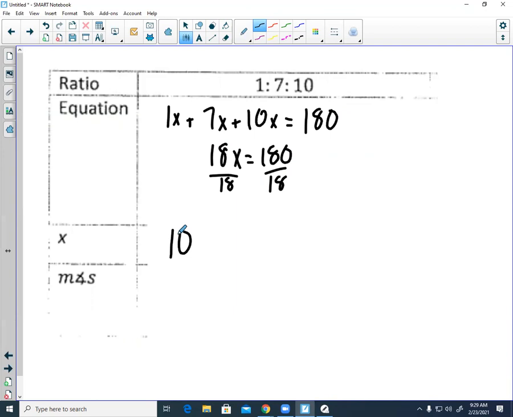Now the last part is asking you for the measure of all three of the angles. So you take x and you plug it back in, right? So when I plug x in for this one, 1 times 10 is 10, so 10 degrees. 7 times 10 is 70 degrees. And 10 times 10 is 100 degrees. And that's how you do every single one of those problems. Every single one is done the same way. You just take the numbers in the ratio, put an x by it, add them together, and equal 180.